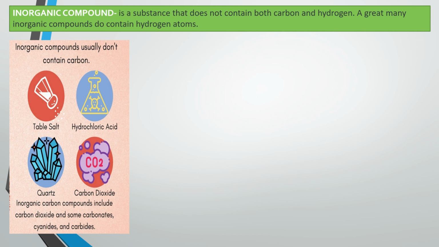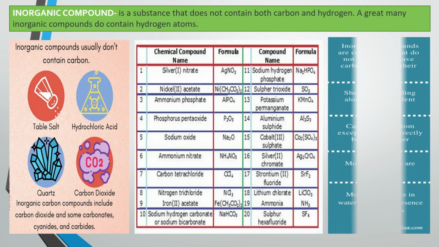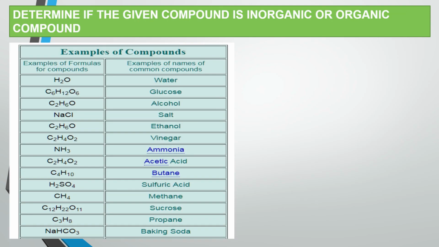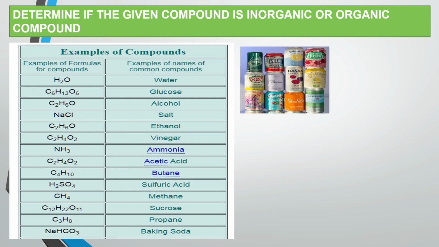Usually, inorganic compounds are what we call ionic compounds. Okay, which you will study as time goes by. Then, organic compounds are made up of covalent compounds. So, these are all examples of compounds that we have in our house. So, we have water, glucose, alcohol, salt, and beside each is its chemical formula, sorry.